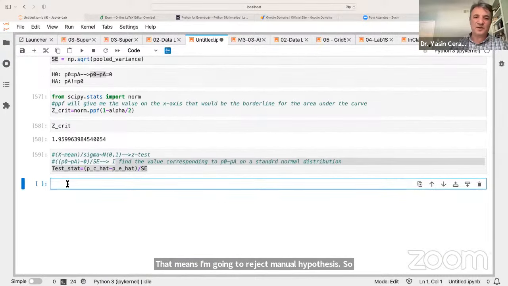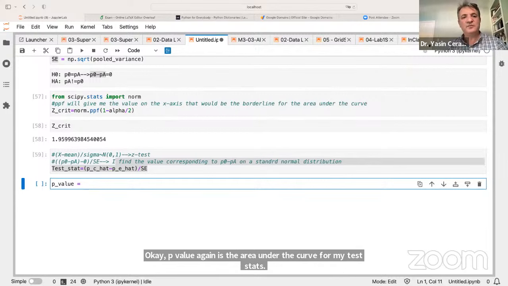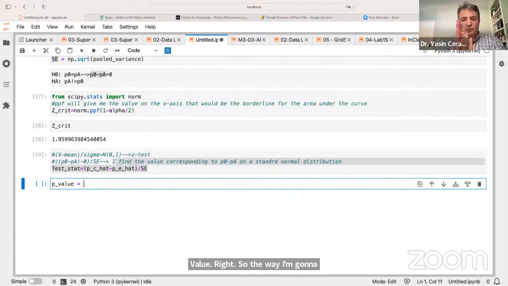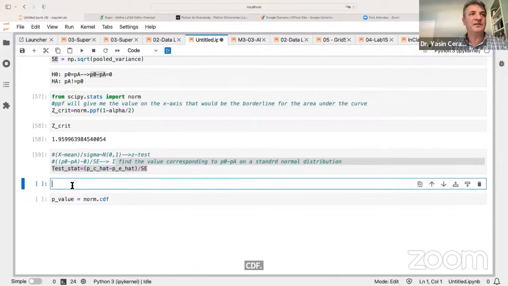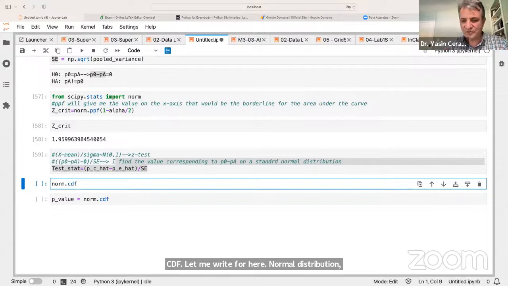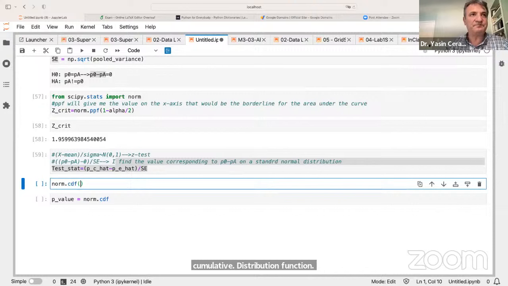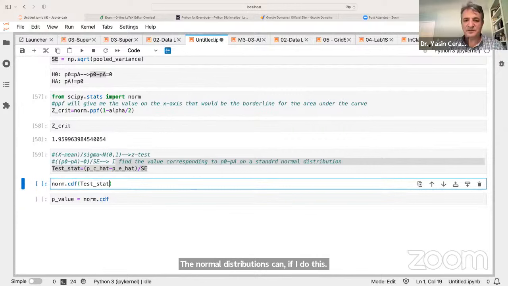and find it. So what I'm going to do now is find my p-value. The p-value again is the area under the curve for my test stat value. The way I'm going to find the area under the curve up to a point is the normal distribution CDF. Let me write it here. Normal distribution, cumulative distribution function. If I do this with the test stat.